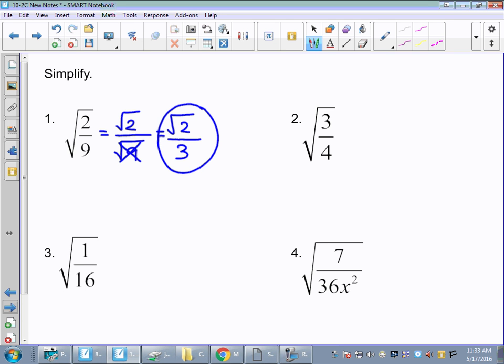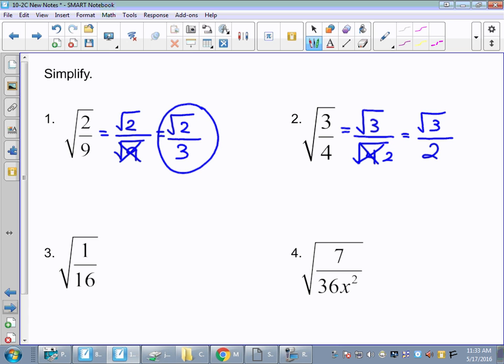Number 2, we have the square root of a fraction, so we're going to fix that by rewriting it as the square root of 3 over the square root of 4. Now we have a radical in the denominator, but again, it's perfect. So we leave that as the square root of 3 over 2, because the square root of 4 is just 2.